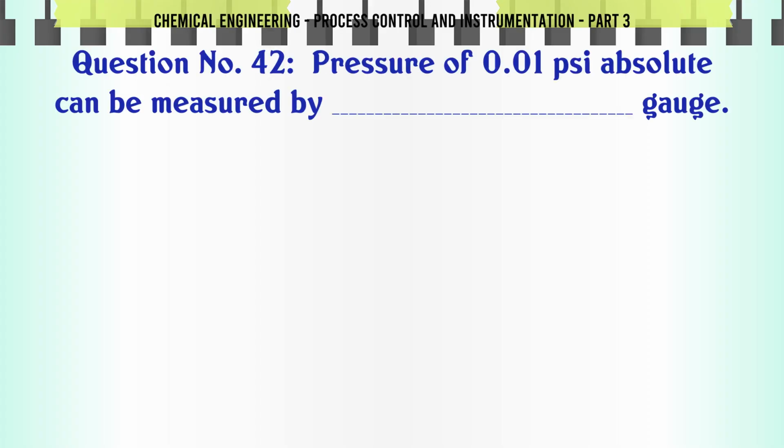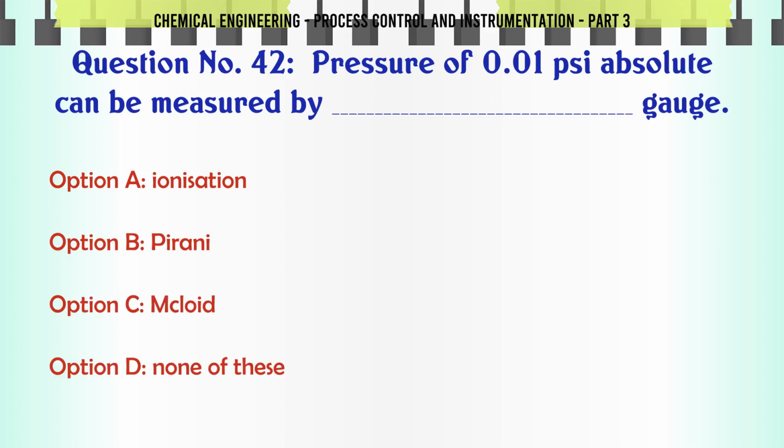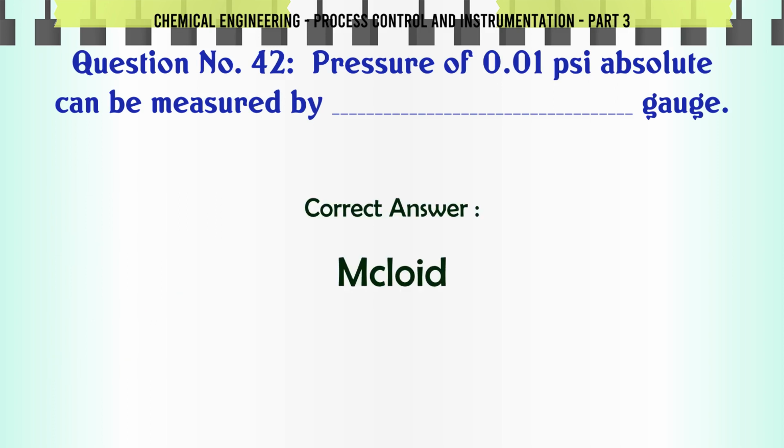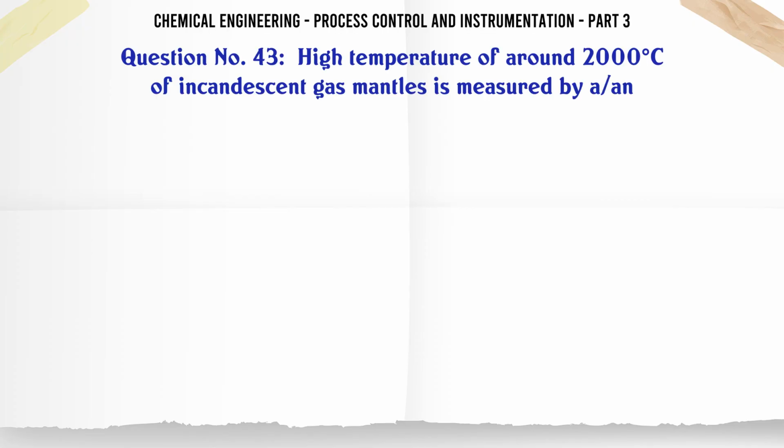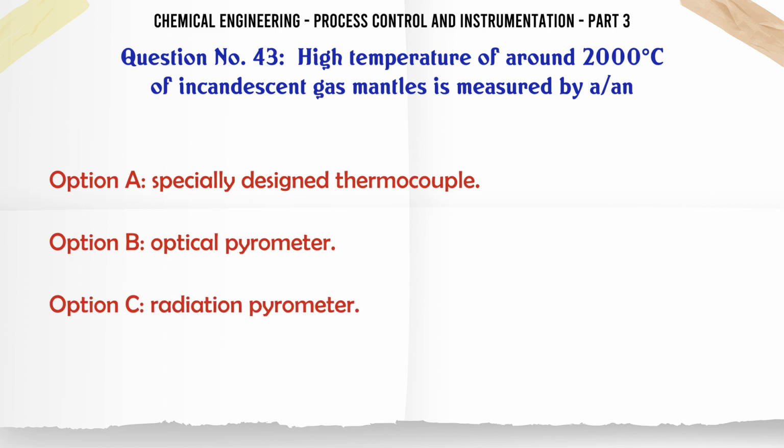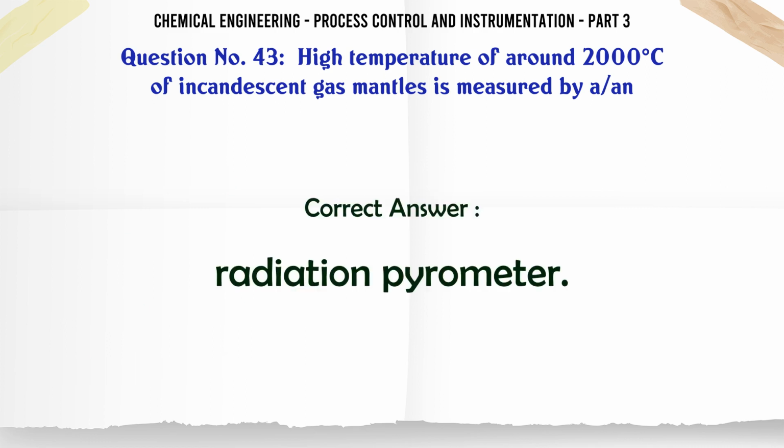Pressure of 0.01 psi absolute can be measured by gauge. A ionization, B Pirani, C McLeod, D none of these. The correct answer is McLeod. High temperature of around 2000 C of incandescent gas mantles is measured by A specially designed thermocouple, B optical pyrometer, C radiation pyrometer, D none of these. The correct answer is radiation pyrometer.